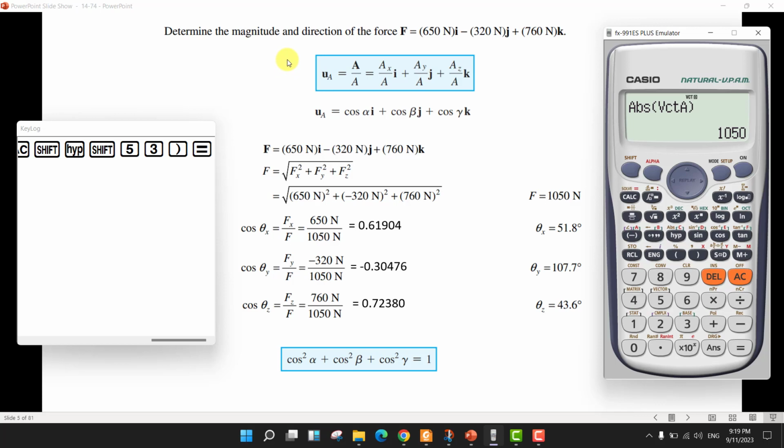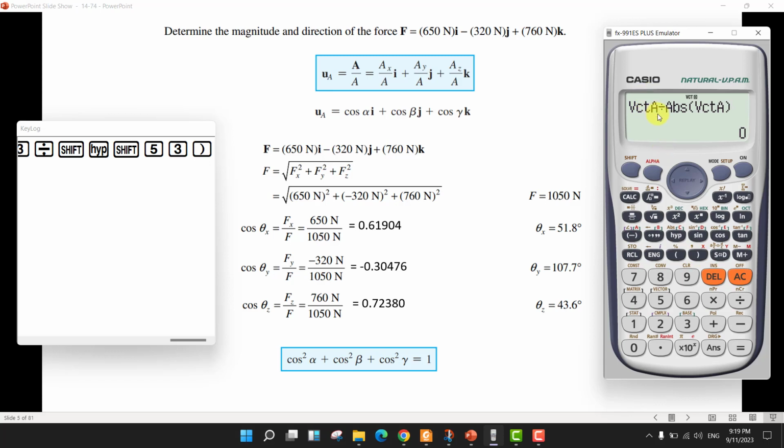Now how to find the unit vector of this given force using the calculator? The unit vector is always equal to the vector divided by its magnitude. Press AC and then shift and then 5. Again we want to use the vectors option. And then again this vector A, since that force F is stored in vector A, so we will press 3 and then divide by the magnitude of vector A. So vector A divided by the absolute of vector A. So shift, absolute, again shift, 5, and then vector A, 3, bracket close.